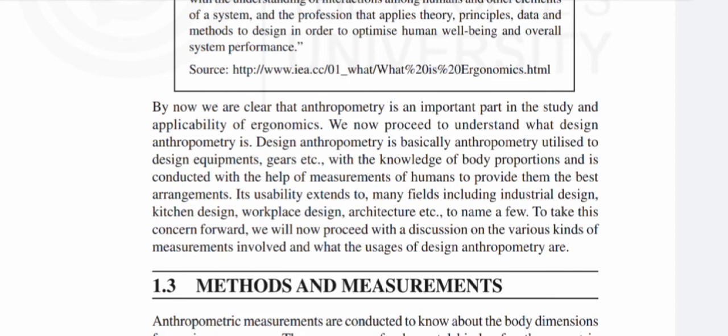We now proceed to understand what design anthropometry is. Design anthropometry is basically anthropometry utilized to design equipment, gear, etc., with the knowledge of bodily proportions, and is conducted with the help of measurements of humans to provide them the best arrangements. Its usability extends to many fields including industrial design, kitchen design, workplace design, architecture, etc., to name a few. To take this concern forward, we will now proceed with a discussion on the various kinds of measurements involved and what the uses of design anthropometry are.